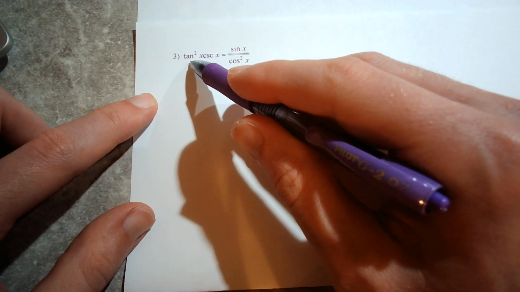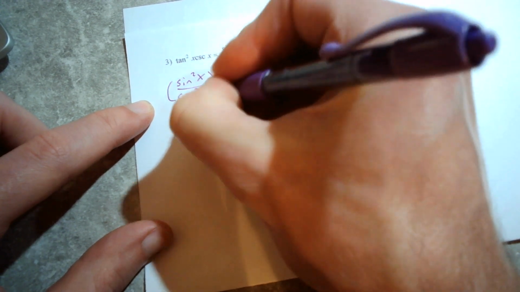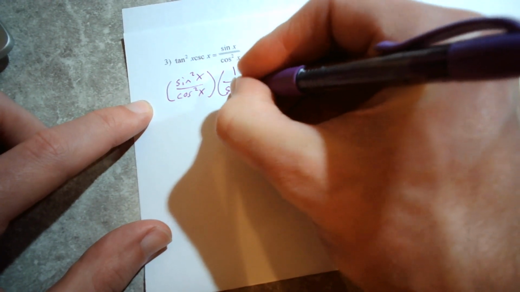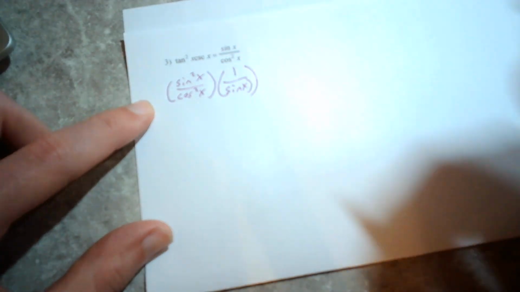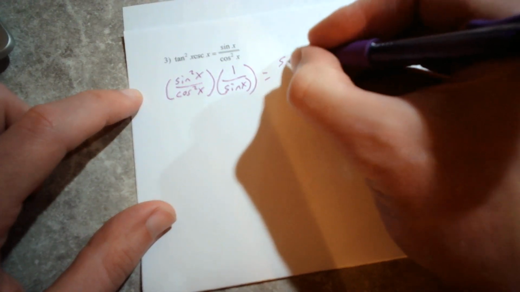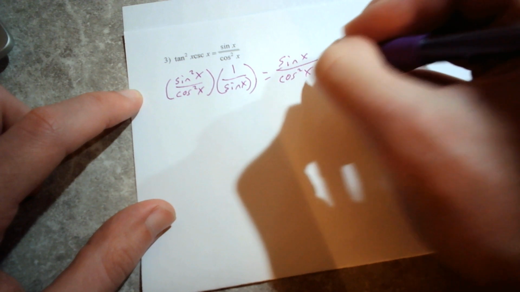All right, again, let's think about what we're going to do first. I see a tangent, so we're going to change that. I see a cosecant, I'm going to change that. Over here, sine and cosine, I'm going to leave those alone for right now. So let's change the tangent. It's a tangent squared, so sine squared x over cosine squared x. And then I see a csc, so that's 1 over sine x. Equals, and I'm leaving this side alone, not changing it at all.